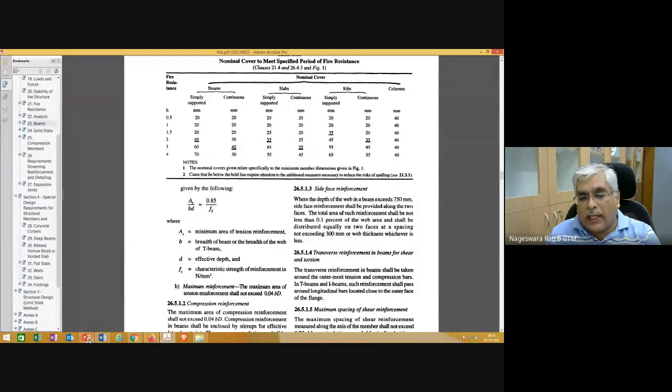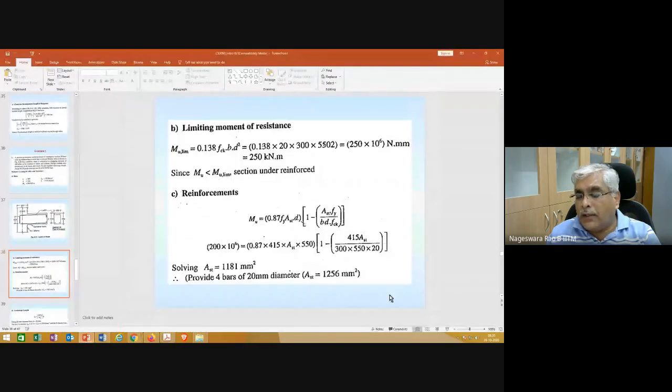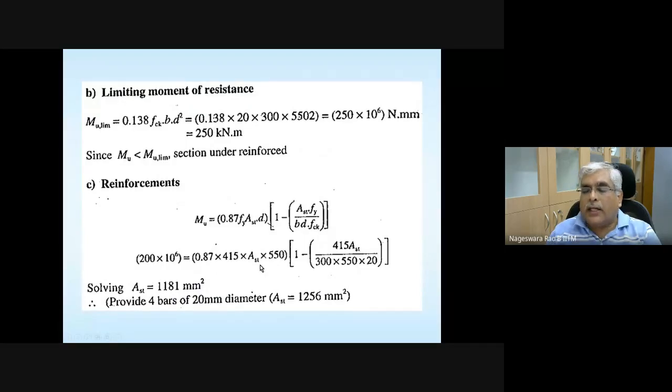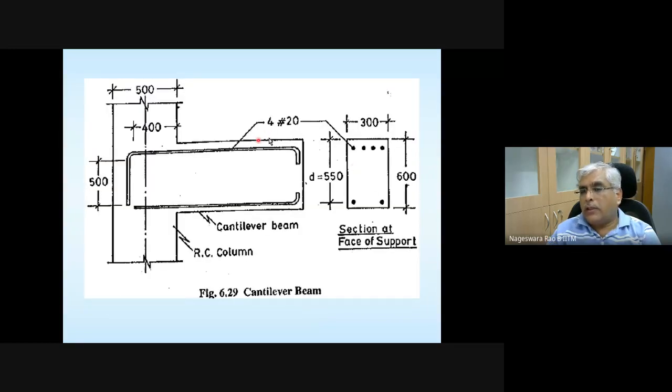So when you are actually designing, maybe so far whatever you have designed, you have not checked that. Whatever area of steel that you get, you also need to check with minimum reinforcement requirement. And if this area turns out to be less than minimum reinforcement requirement as per the code, then you need to provide at least that minimum reinforcement. Anyway, I just want to cover that for completeness. Here the area of steel turns out to be this. So that is how this 4 bars of 20 mm diameter is arrived, and that is what is shown in the figure.